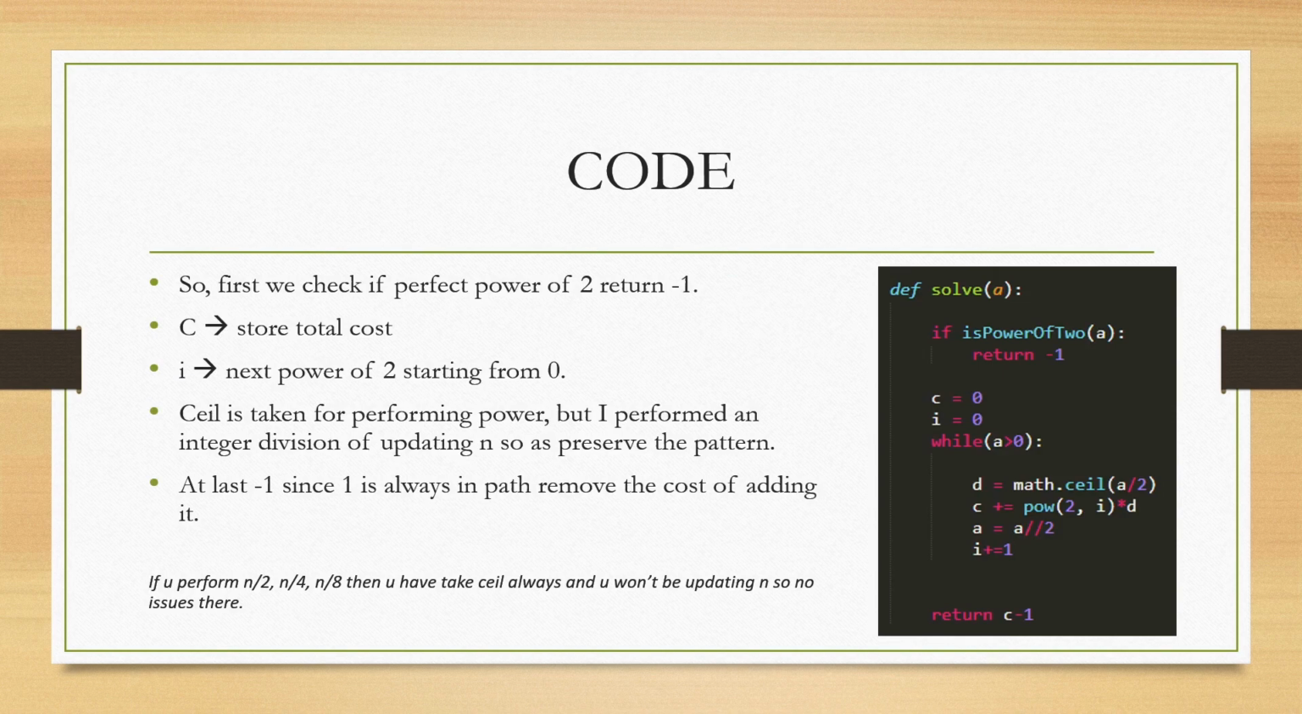So, first we check, if perfect power of 2, return -1. C stores total cost. I is the next power of 2 starting from 0. Ceil is taken for performing the power, but I performed an integer division while updating n so as to preserve the pattern. At last -1, since 1 is always in the path, so remove the cost of adding it to the cost of the path. If you perform n by 2, n by 4, n by 8 then you have to take ceil always and you won't be updating n so no issues there. And that's it. This mathematical analysis reduces the code to log n complexity.